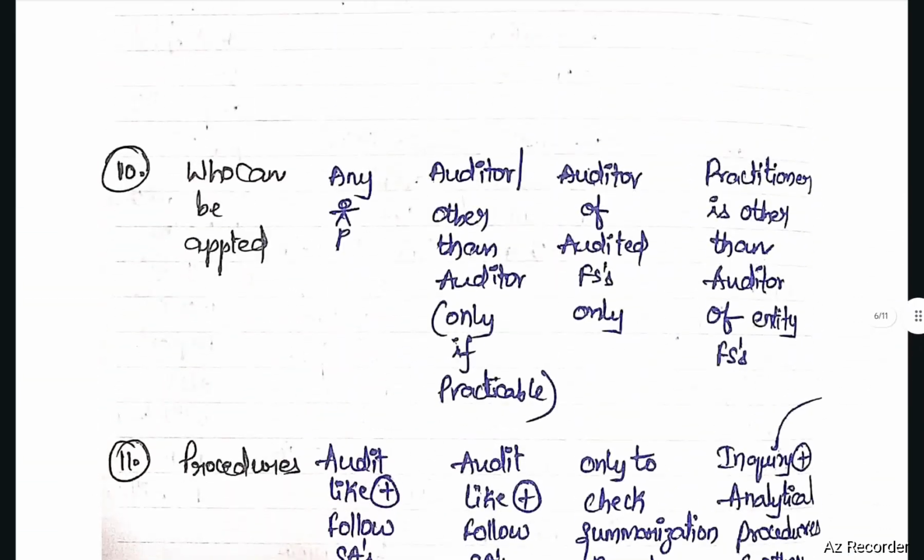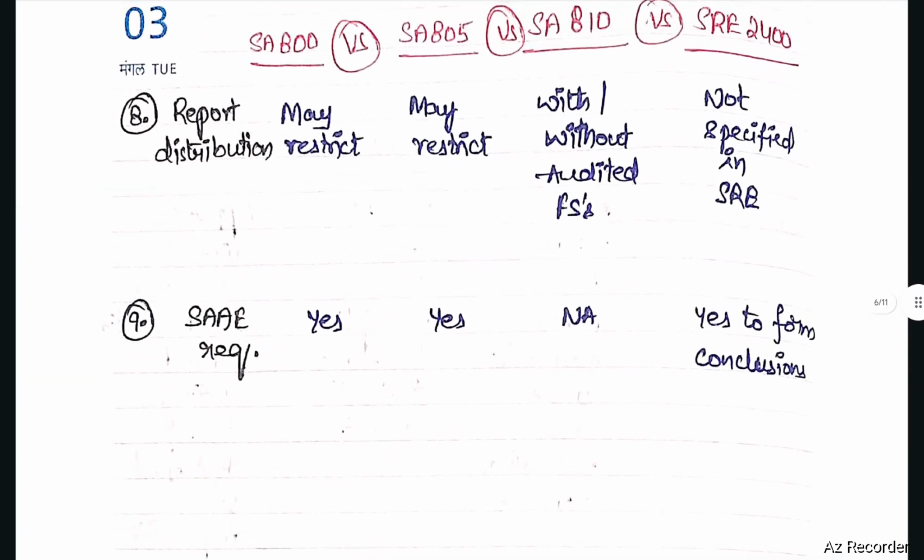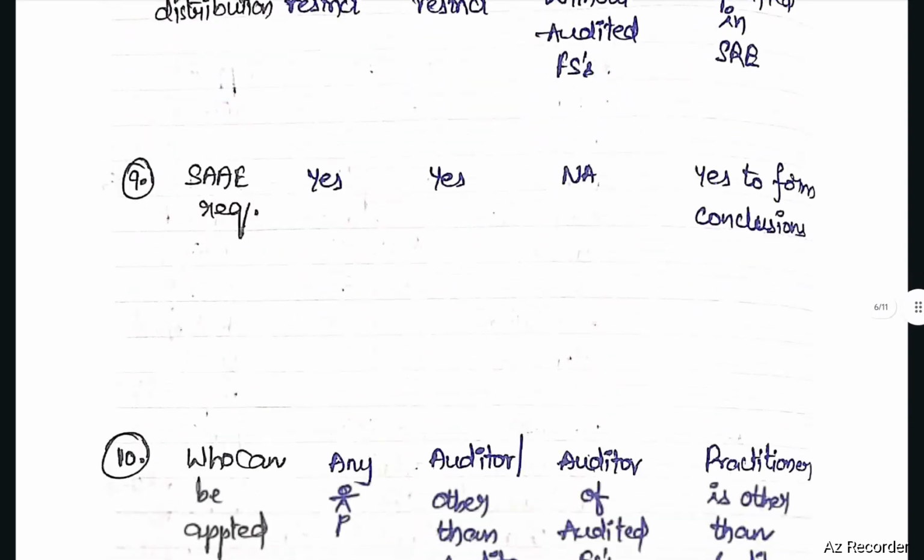Next, who can be appointed as an auditor? In case of SA 800, any person can be appointed as an auditor.